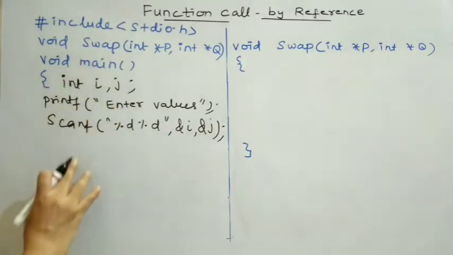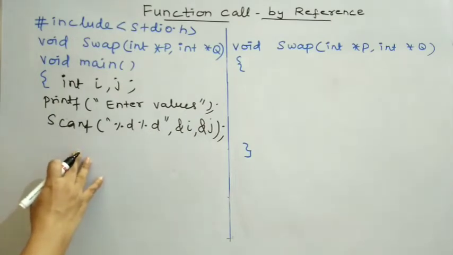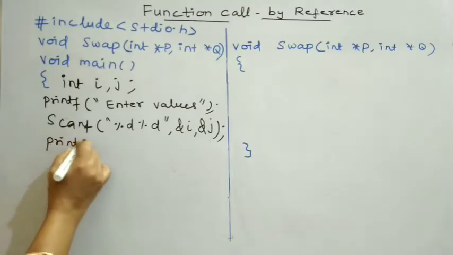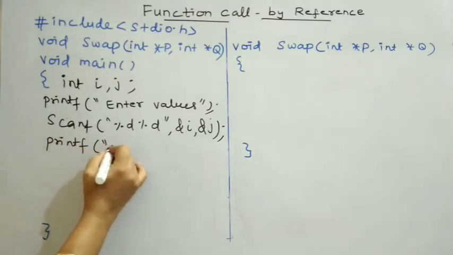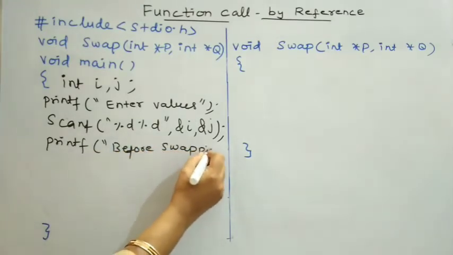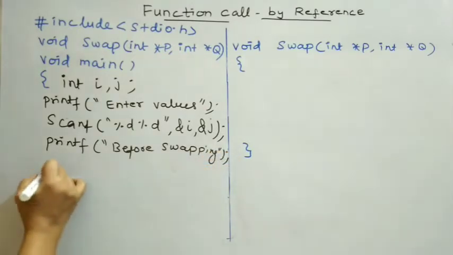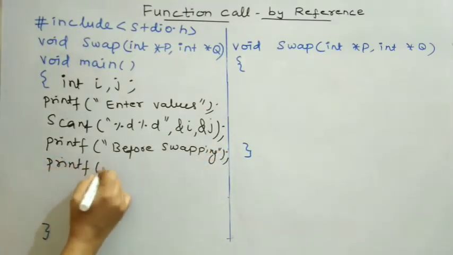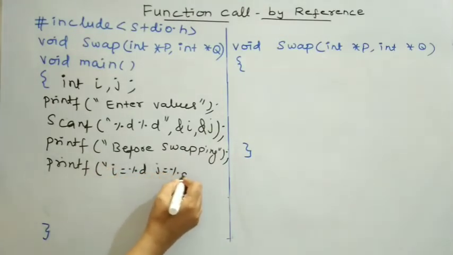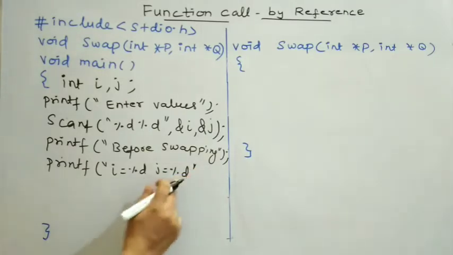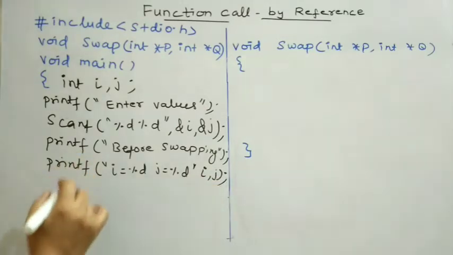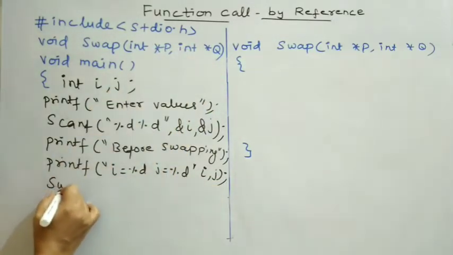Before the values are swapped, I need to print the original values of i and j. So I am printing the original values of i and j using this printf statement. Printf before swapping, that is the value of i and j. So i is equal to %d, j equal to %d. Both these control strings %d and %d will be replaced by the value of i and j. Then I am going to call the function swap.